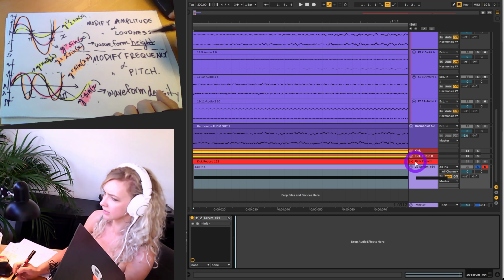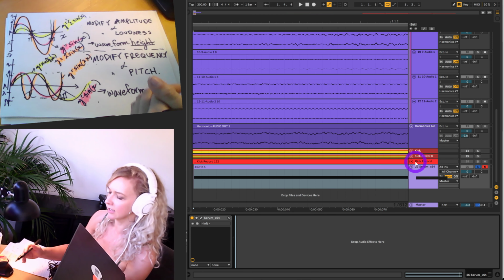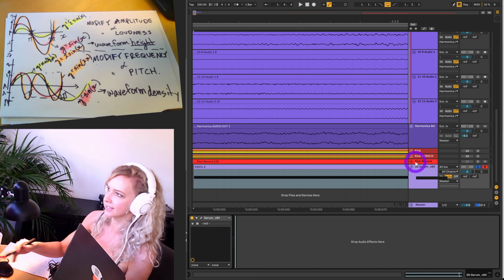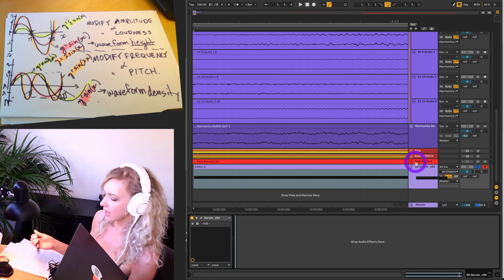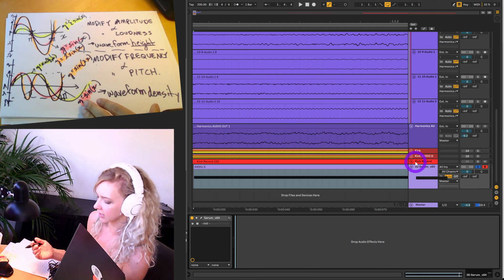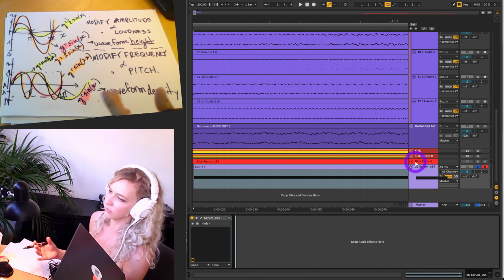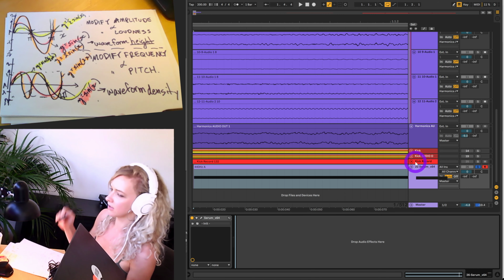With amplitude, we're measuring loudness, so how much gain, how much change in air pressure density this sine wave creates. And when we're modifying frequency, we're talking about the pitch. And then we talk about the waveform density, so how close together are the oscillations.